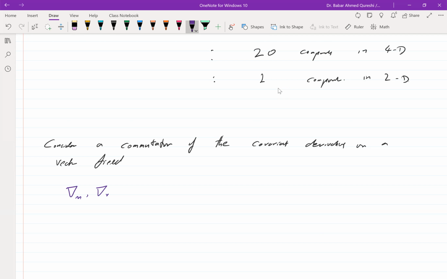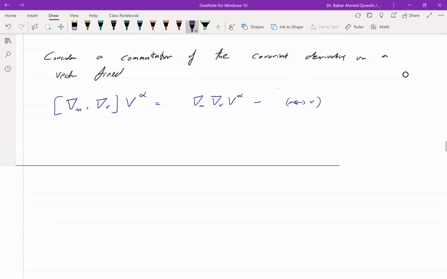So what's the commutator? It is just this. This is what I want to consider just for now, just for fun. And how will I write it? We know the formulas. What is this? This is just ∇_μ ∇_ν V^α, and then minus, you just exchange μ and ν. So we have to write what ∇_μ ∇_ν V^α is.